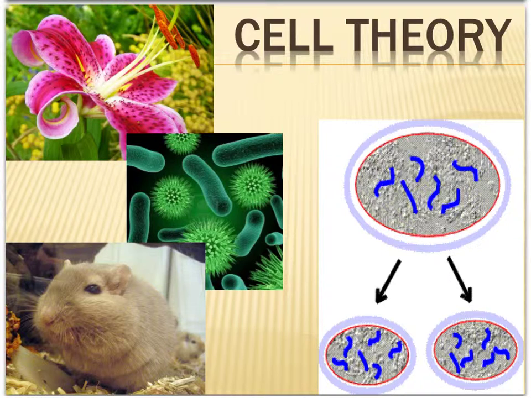First, every living thing is made up of cells. Second, the theory states that cells are the basic units of living things. Finally, all cells are made from already existing cells during cell division. Here we have a cell and it is dividing through mitosis, or binary fission if it's a bacteria, into two different cells.